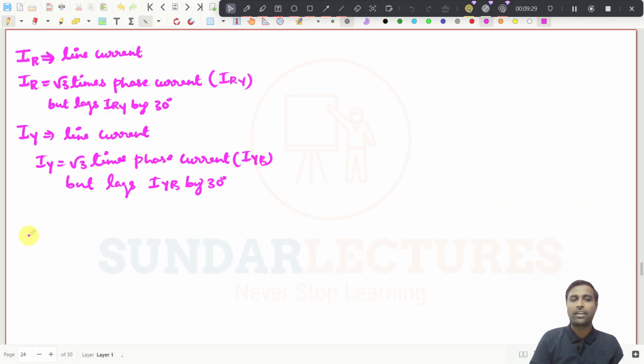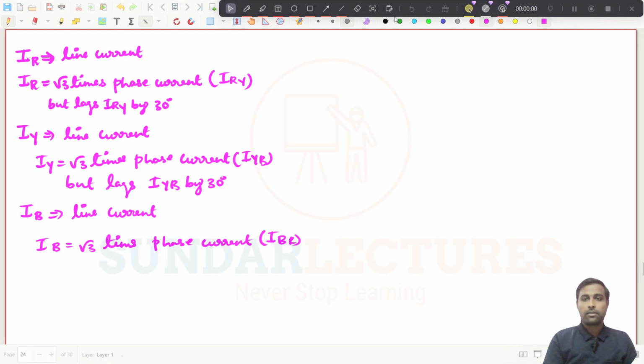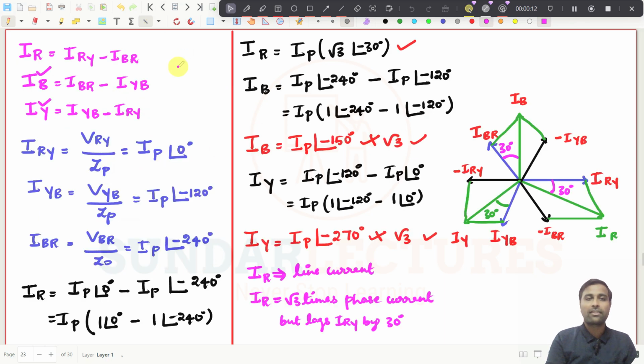Then obviously you can write it down. Then if you are going for IB, that is also a line current. And IB is root 3 times the phase current, which is nothing but IBR, but lags IBR by 30 degree. See here. This is root 3 times higher, but lags IBR by 30 degree.